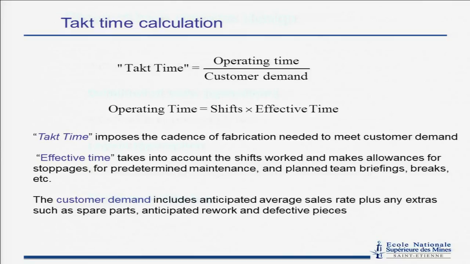So task time calculation, takt time calculation. Takt time is equal to operating time divided by customer demand. Operating time is shift's effective time. Takt time imposes the cadence of fabrication needed to meet customer demand. And effective time also includes breakdowns, maintenance, and so on.